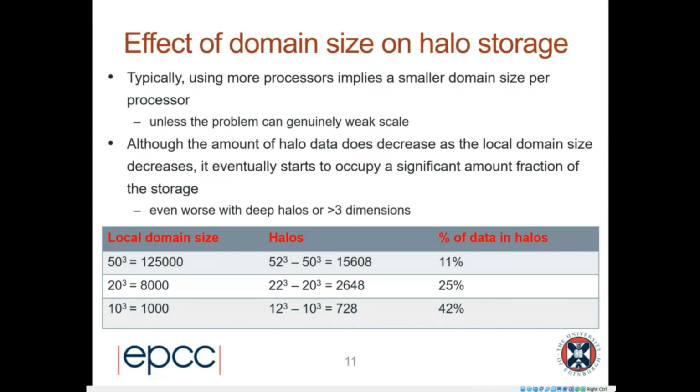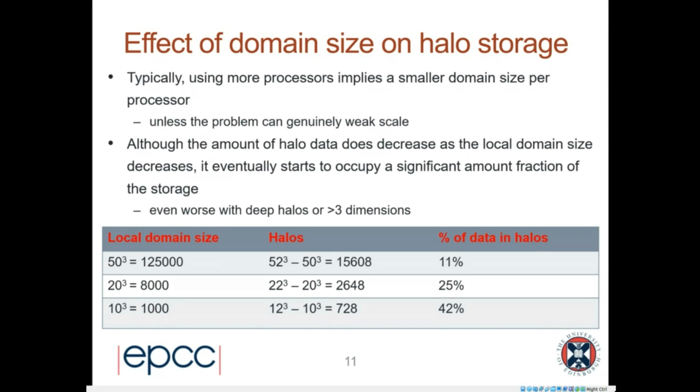Again, you might not believe that halos can be significant, but we're always thinking here about the future as we run on big systems. As we use more processes, the domain size per processor gets smaller, unless you can genuinely weak scale, and people don't. People run bigger problems on larger systems, but we don't typically tend to. We're typically looking for strong scaling. We want to run a particular problem in a faster time. So the local domain size decreases, but the halo data occupies a significant fraction more of the storage.